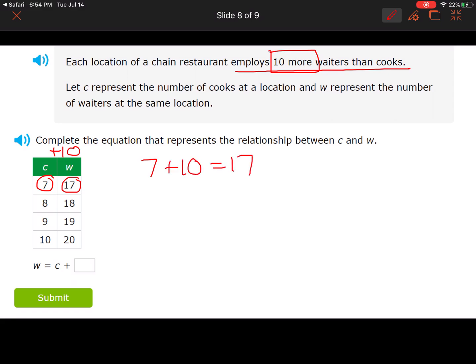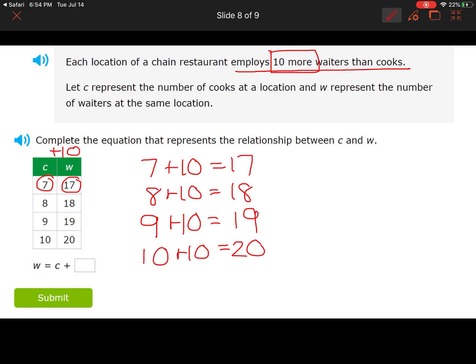7 plus 10 gets us 17. 8 plus 10 gives us 18. 9 plus the 10 more waiters gives us the 19. 10 plus 10 more waiters gives us 20. So the rule every time is just to add 10.